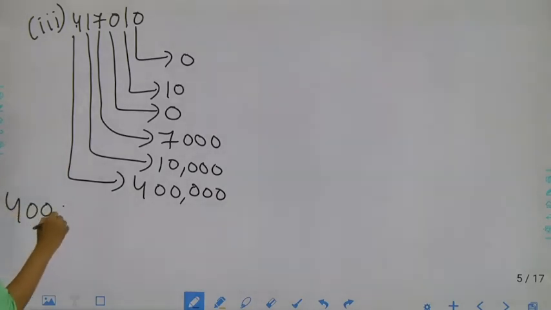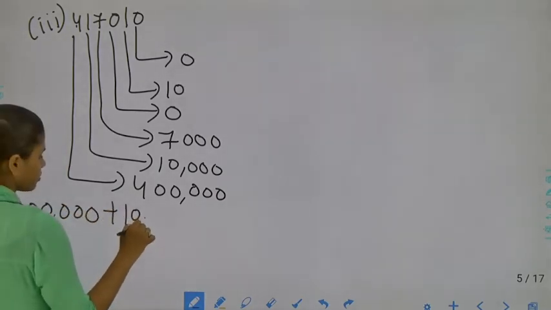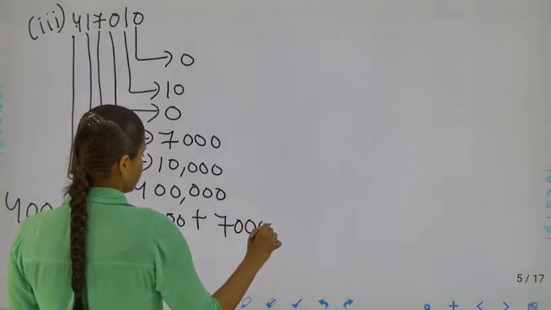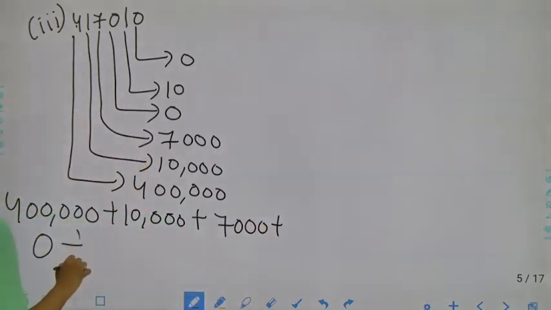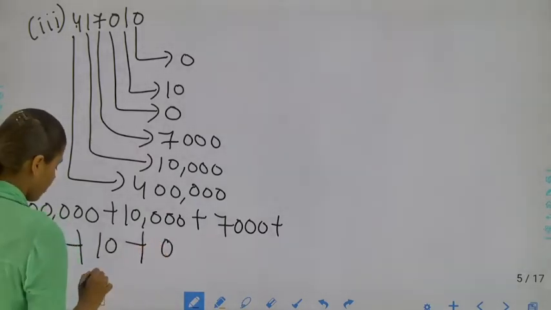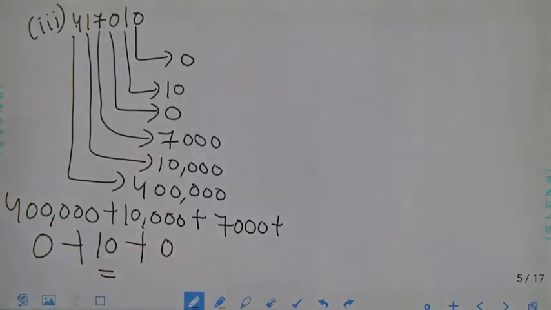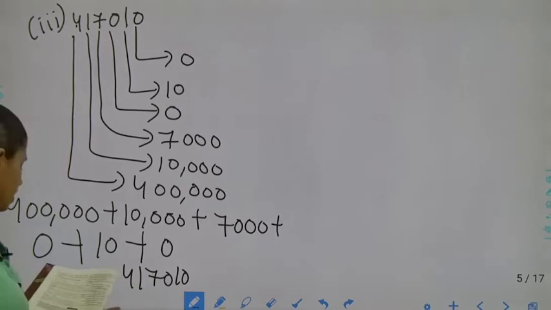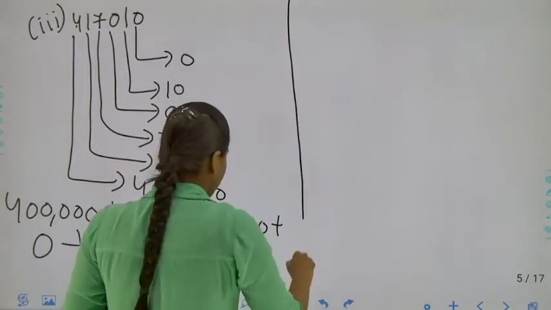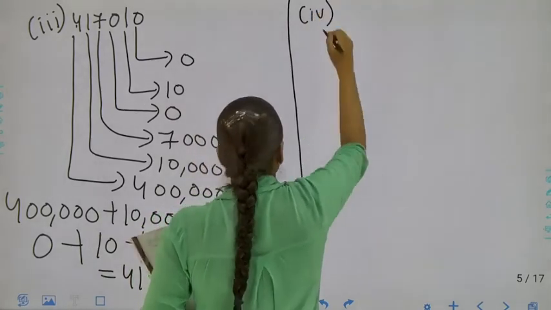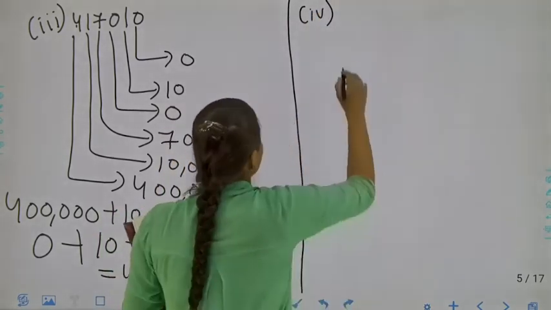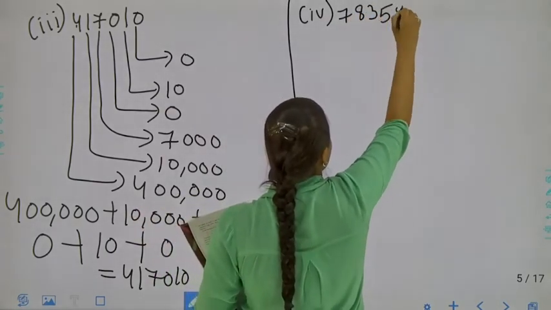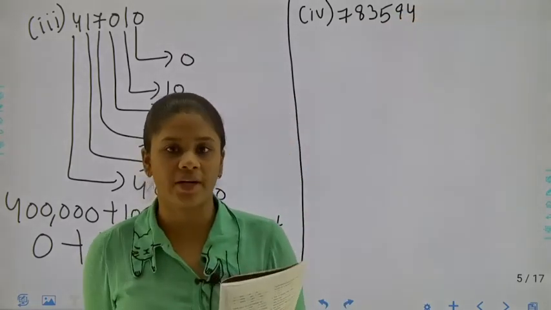Again, we will do addition. 4 lakh, 10,000, 7,000, 100, tens, and ones. That is 4,17,010. Now move to the next part. That is fourth part. 7,83,594. Again, we have to write in the expanded form.